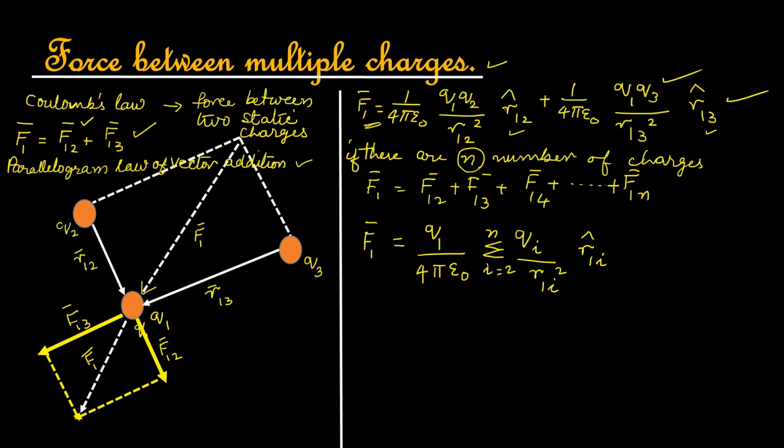In case you find it difficult, let me explain. Qi means from Q2 to Qn. R1I means R12, R13, R1n, etc. What is R12? Distance of 1 to 2. Now R1I cap, which is the unit vector for each position vector. We are considering the force on Q1 due to all the other charges up to nth charge. So the limit is from 2 to n. This is the expression for force due to multiple charges.